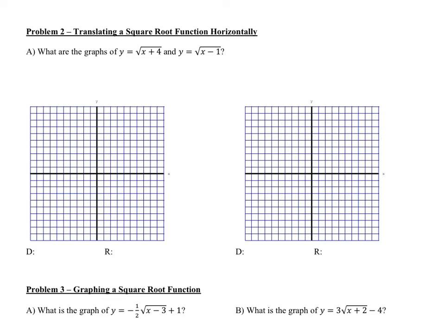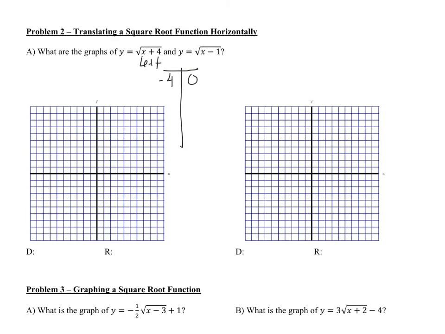So first, when I'm looking at this, it's underneath my root, so that means it's going to be left and right. This case is going to move to the left because it's positive. It's going to move left 4. So now, by making my table, I moved left 4, and I did not move up and down, so it would be 0.